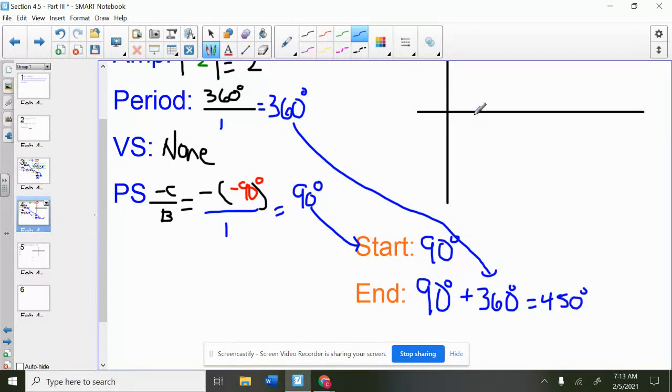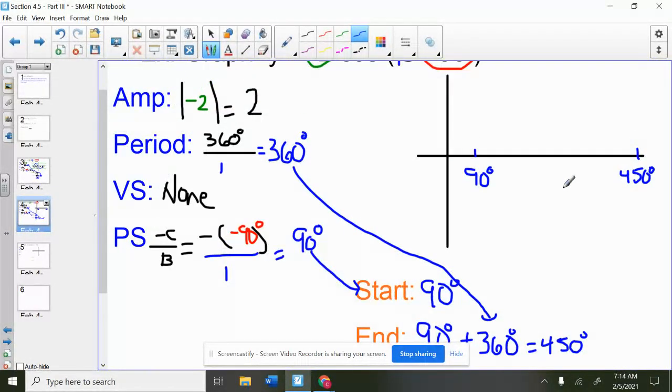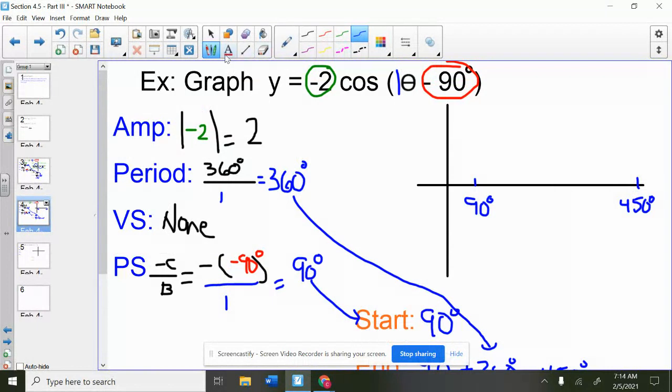So this thing is starting over here somewhere at 90. We'll do our best to try to make it look as nice as we can. And it's ending over here at 450. So then we're going to have to go halfway. Now remember, we always said that our midline, since I don't have a vertical shift, is going to be right there. Then I've got to go up 2 and then down 2 from that. And so that's going to put those up here.